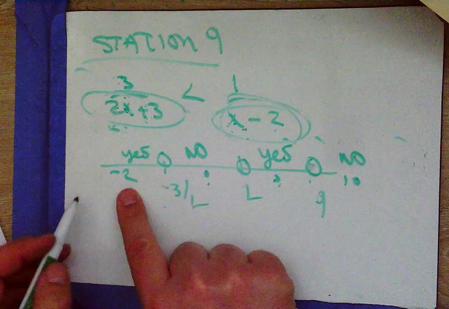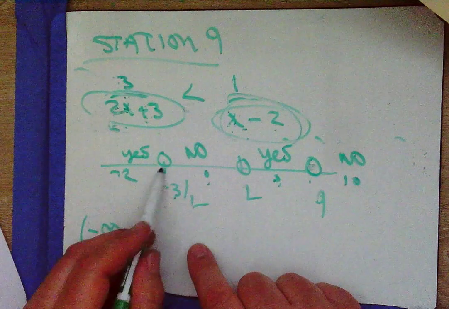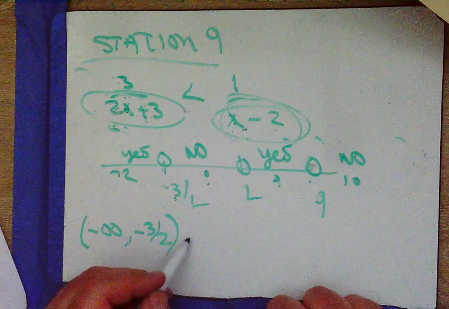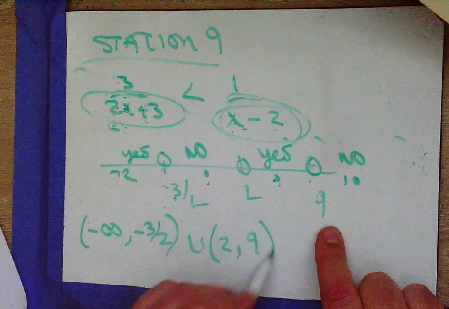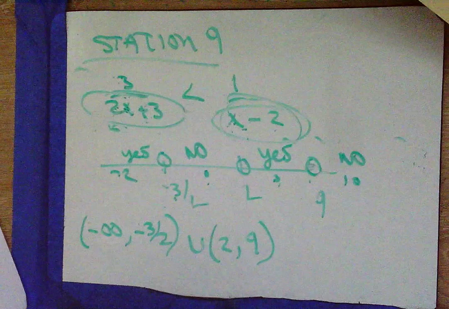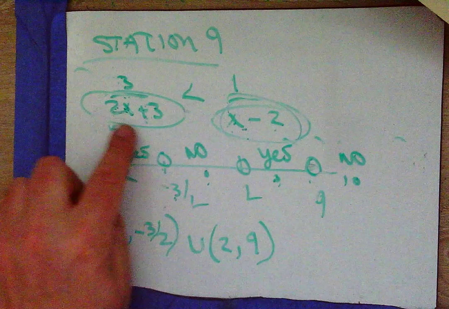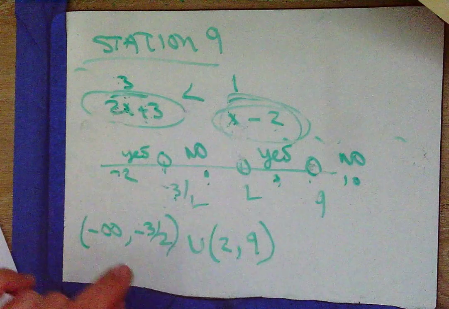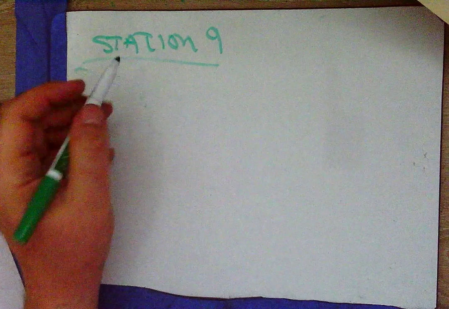So here, negative infinity, not this point, you go up to the critical number, negative 3 halves, with a parenthesis, union here, 2 up to 9, both with parentheses because they're not included. Okay, so please remember, with rational inequalities, you've got to also get critical numbers here, not just from solutions. Okay, the last problem on station 9 is this one.